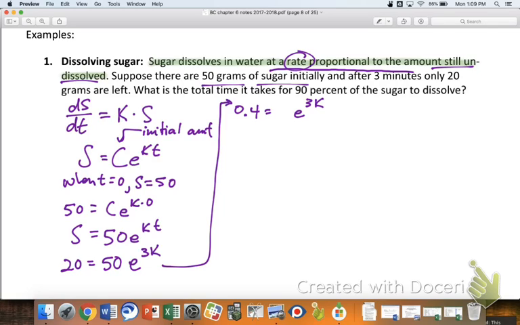How are we supposed to solve that sort of thing? Yeah, we've got to take ln of both sides. So this gives me the natural log of 0.4 equals 3k. Therefore, my k is whatever ln of 0.4 divided by 3 is. That's the exact number. Let's do a quick decimal approximation. You guys figure that out?